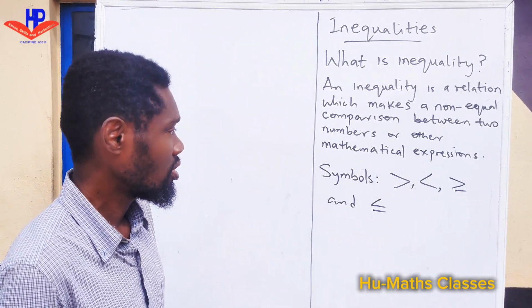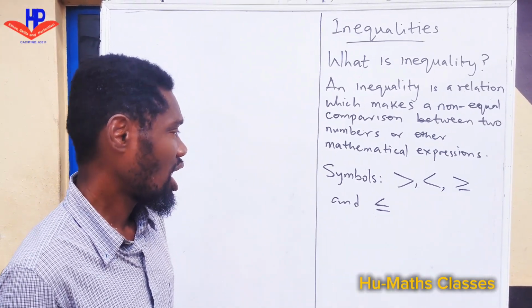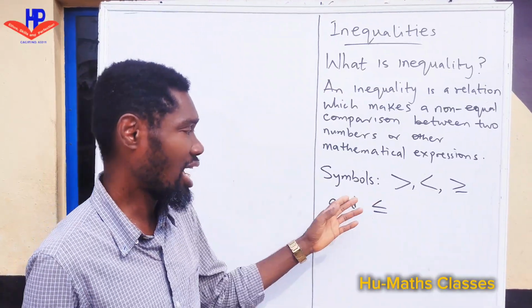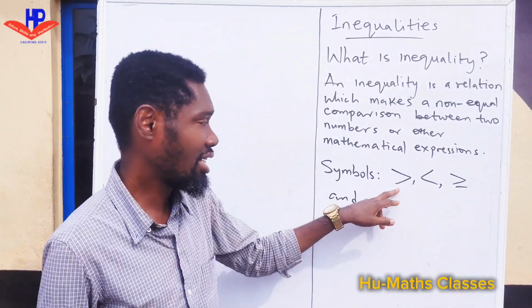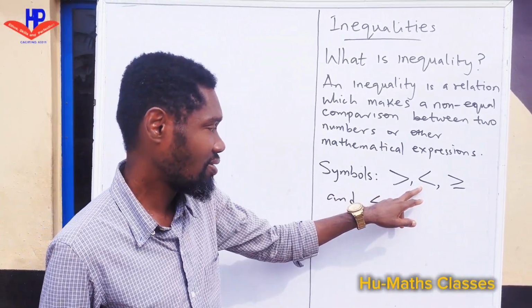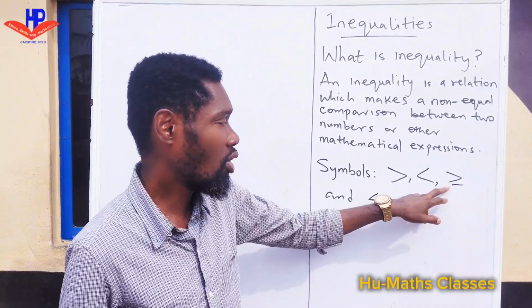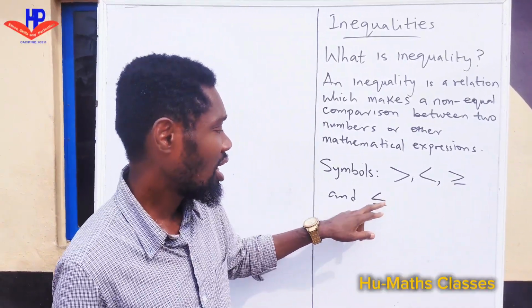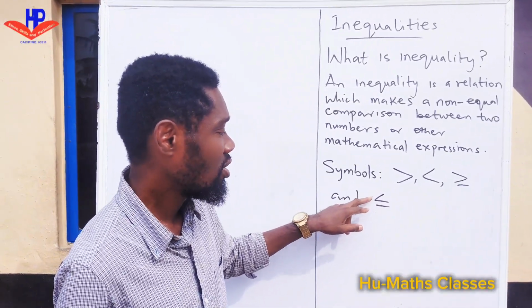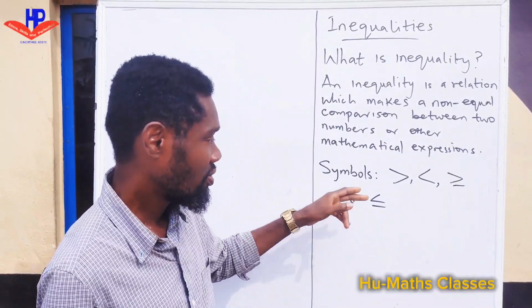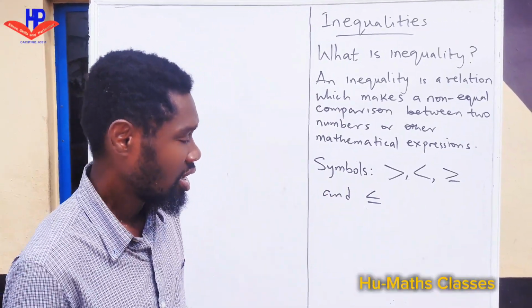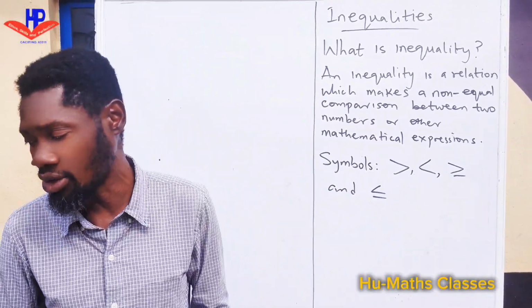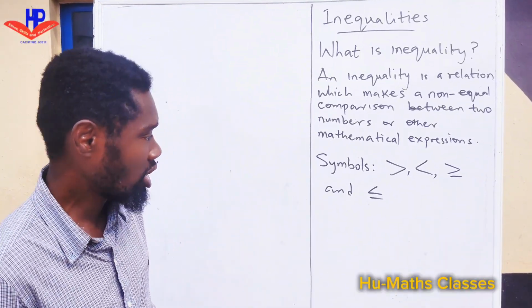factors or two variables. I'll be using these signs: the greater than sign, the less than sign, the greater than or equal to sign, and the less than or equal to sign. These are the signs I'll be using in dealing with or solving problems that have to do with inequality.